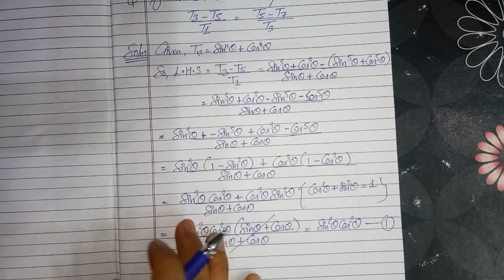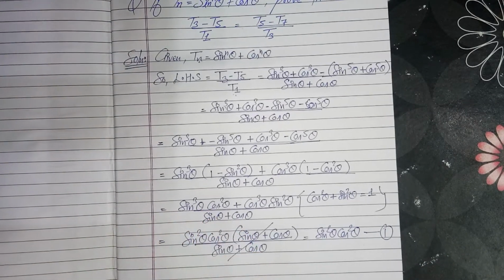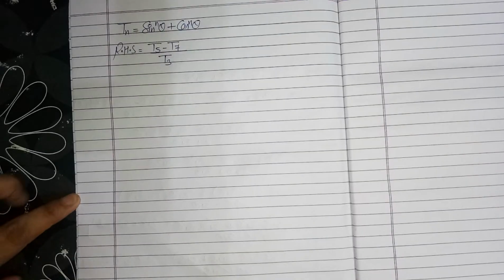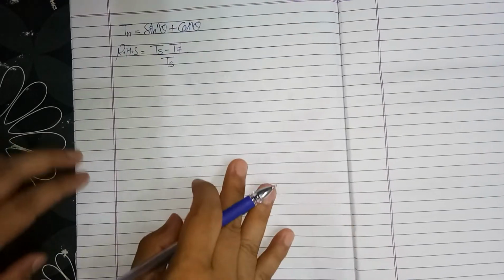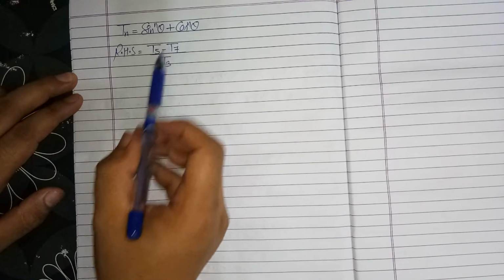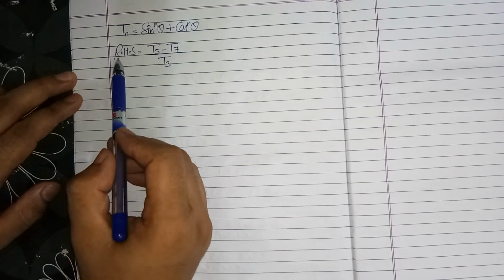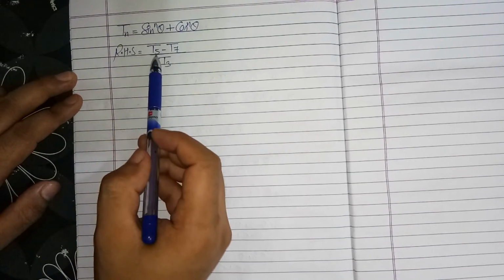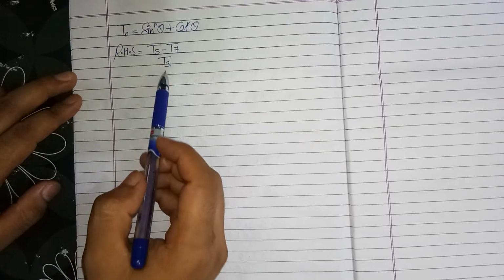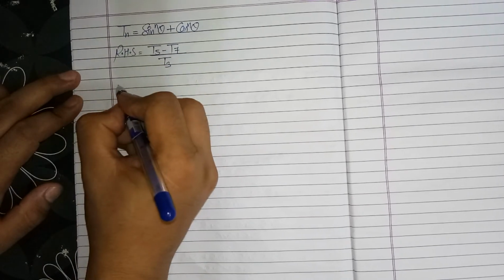Now what we have to do is, similarly, solve the right hand side. So let's see. I've just written the value of Tn over here again, so that I can see from there. And the RHS part is (T5 minus T7) divided by T3, right? So let's start solving this one.